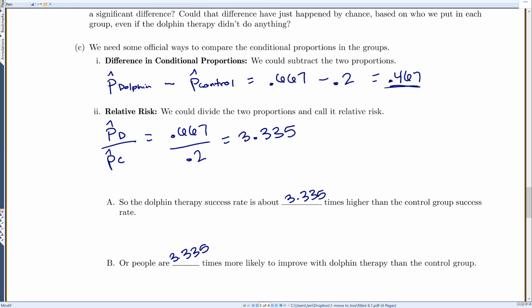That seems very big to me. This difference in conditional proportions, that's hard for me to wrap my mind around. But if you tell your roommate that's never taken stats, sure, people are 3 times more likely to improve if they swim with dolphins, they can understand that. Okay, that makes sense to us intuitively. So we like relative risk because it's very easy to interpret.